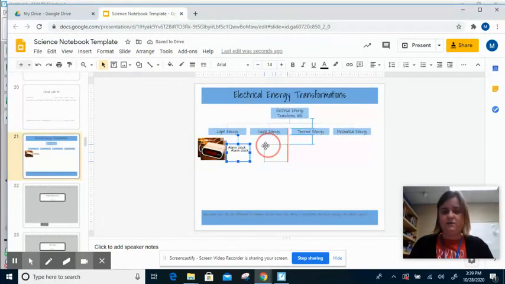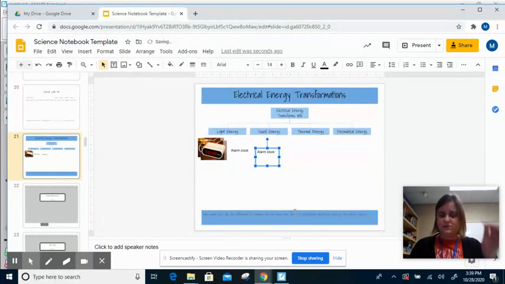All right, hopefully that gave you a good idea of what we're supposed to do. I don't know why my picture didn't move, but you'll be able to move the picture.